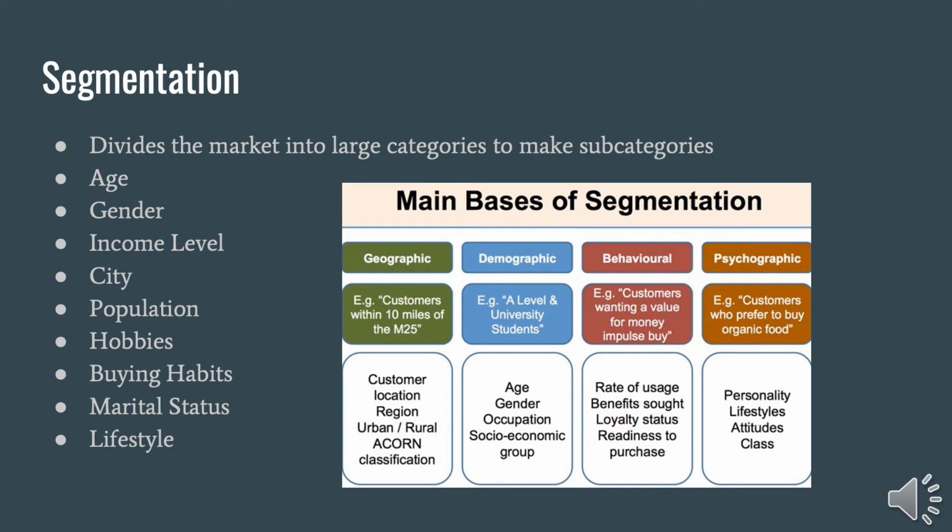Some examples of segmentation categories are age, young people versus older people, gender, male versus female, income level, lower class, upper class, city or rural area, if you're in a high population density, what a person's hobbies may be, their buying habits, their marital status, be it single or married, and some of their lifestyle choices.